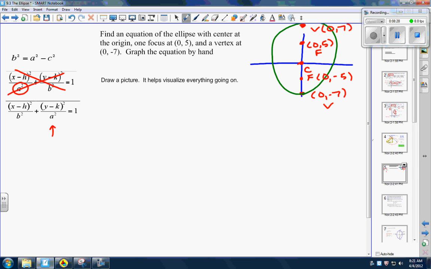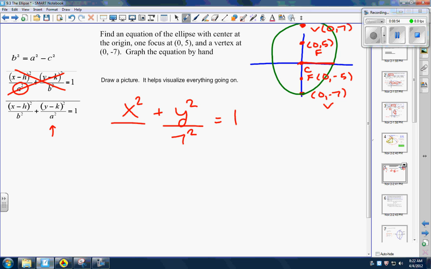All right, it's at the origin, so I don't have an H or a K. So I'm going to start there. Put my major axis under the Y, so this is 7 squared. Come over here to X, I need to find this distance right here now. Okay, that's going to be my B value right there. I don't have that right now, so we're going to have to do a little bit of work for it.